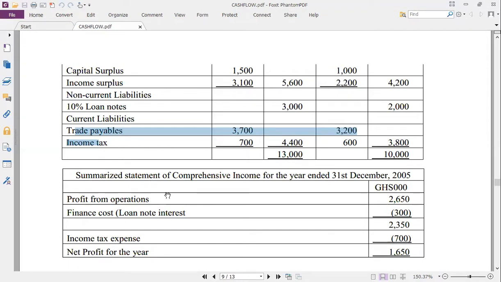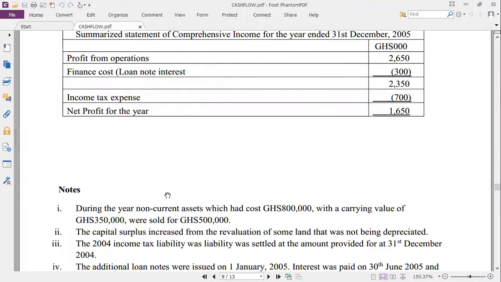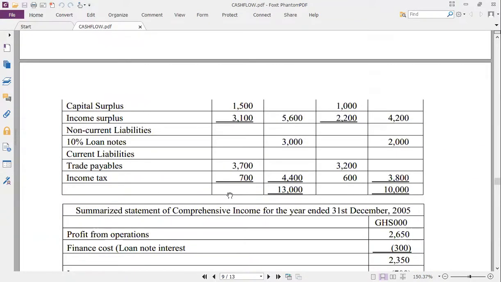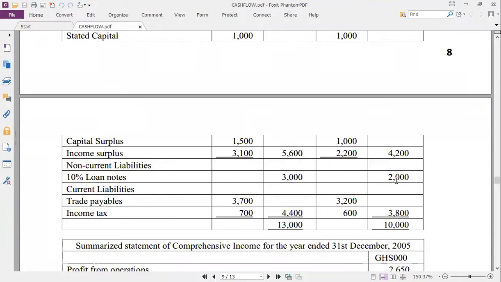Then the actual loan notes issued during the year will be added to the financing activities. So loan notes of 50,000, let's check whether it's 50,000. The loan notes here is 2,000 and it has increased to 3,000. So the issue was 1,000. Good.